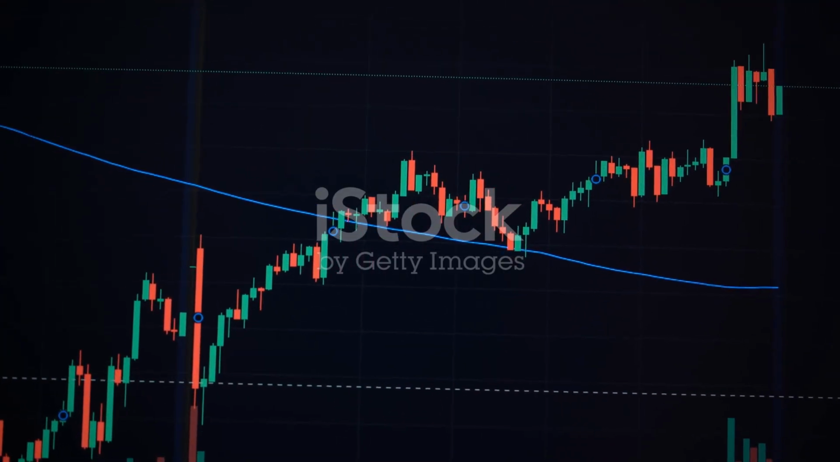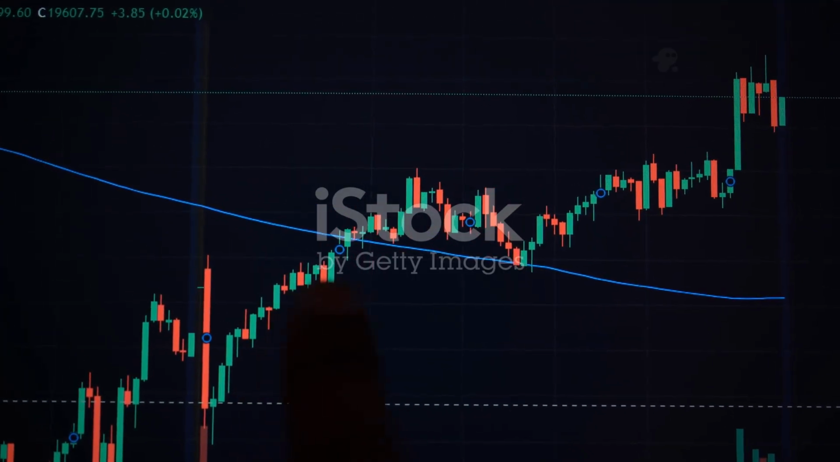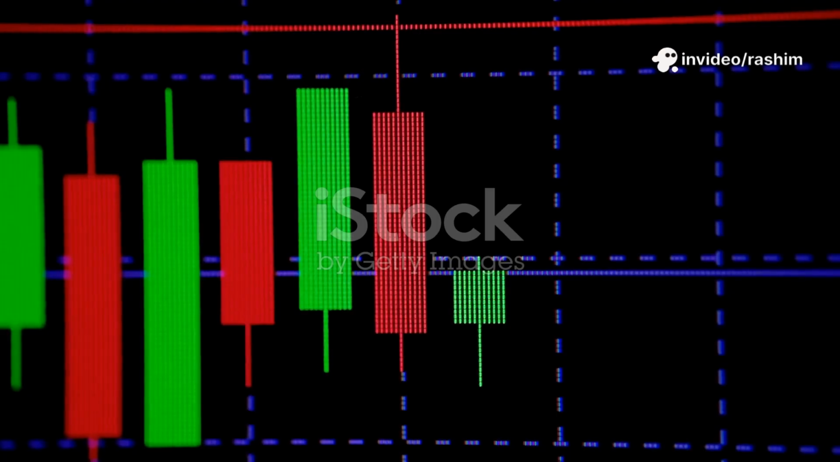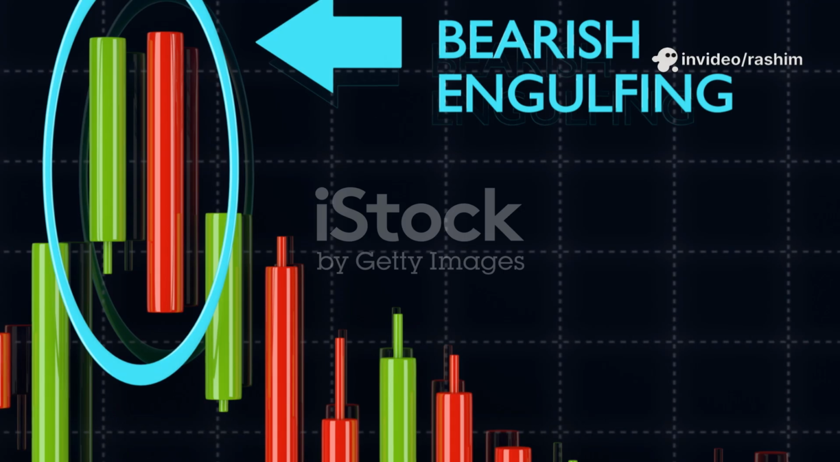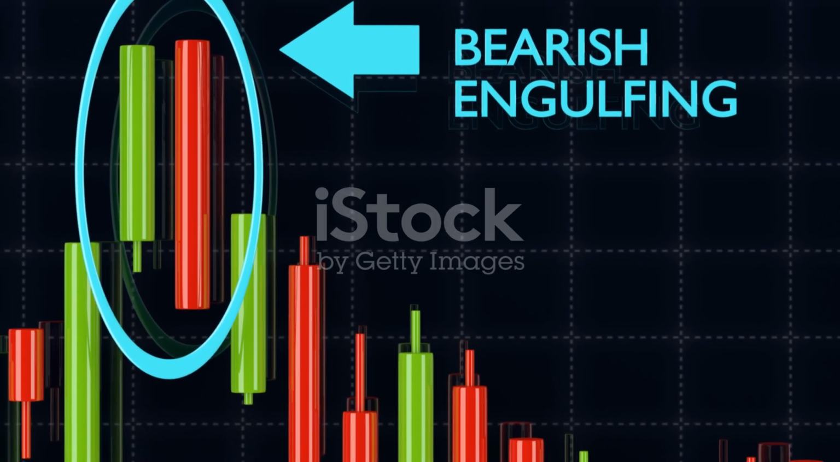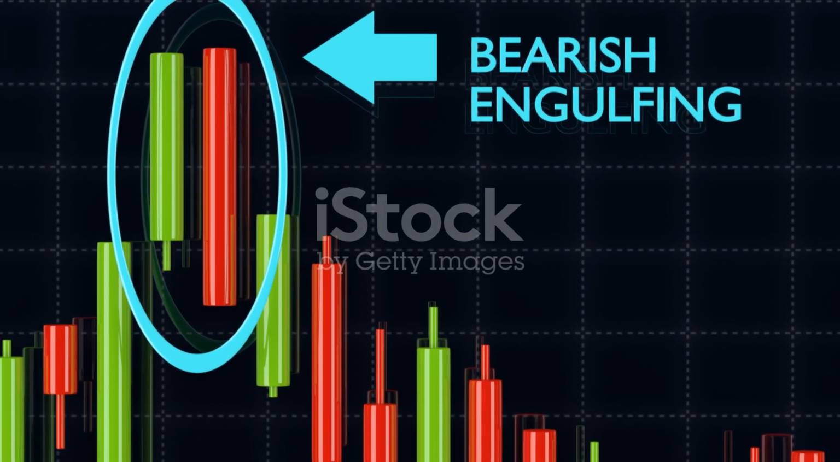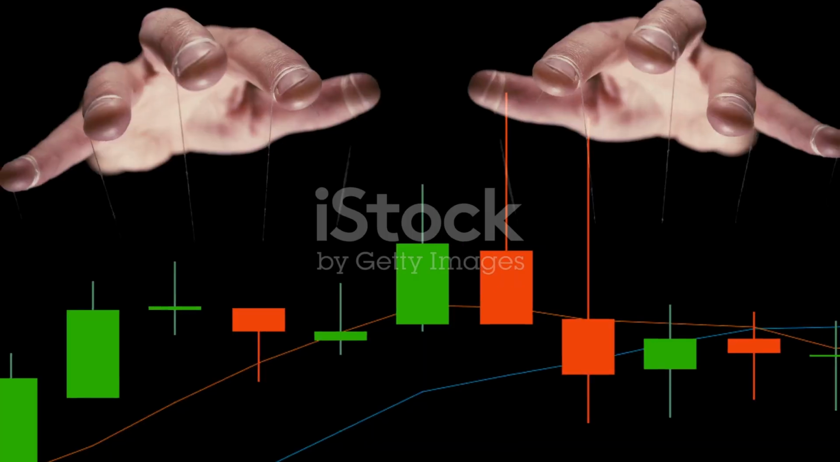Once you understand individual candles, you can start to identify patterns. These patterns are formed by 1 or more candles and can signal potential price reversals or continuations. One of the most powerful bullish reversal patterns is the bullish engulfing pattern. This pattern appears after a downtrend. It consists of 2 candles.